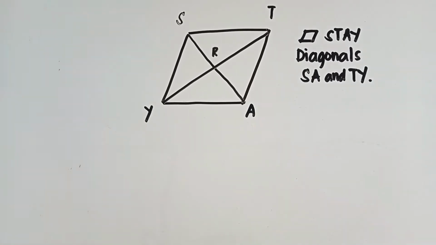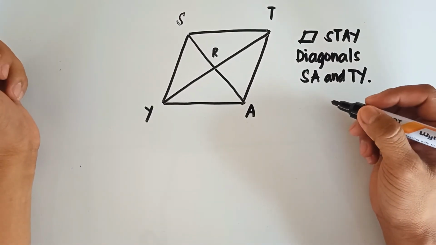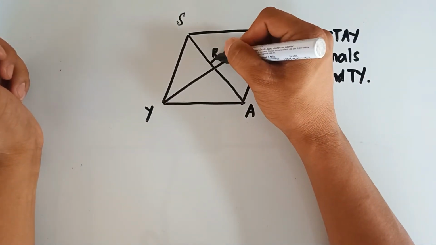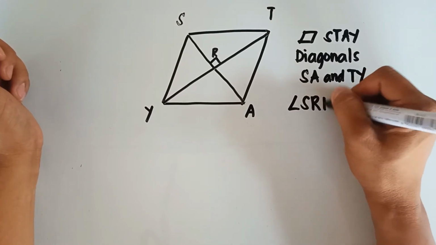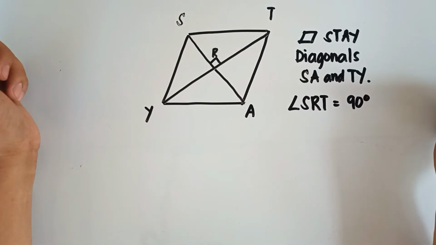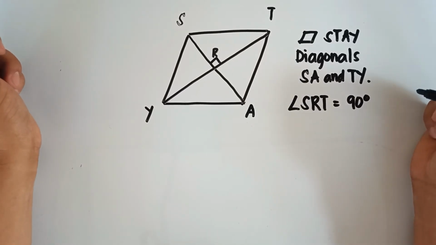So, for the theorem on rhombus, number 1: the diagonals of a rhombus are perpendicular. Meaning, angle SRT is equal to 90 degrees. So angle STR or SRT is 90 degrees.